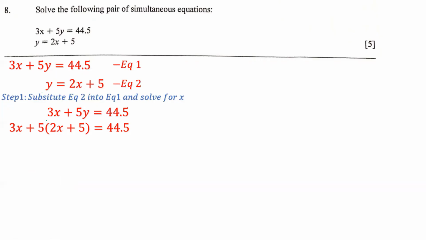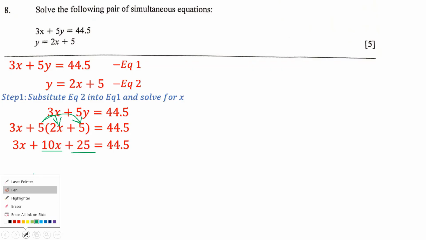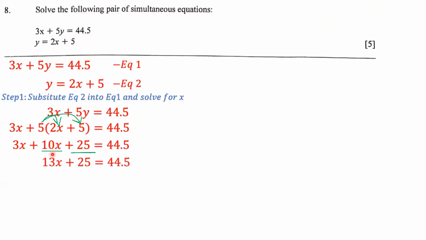So we have 5 times 2x, that's going to give us 10x. And then we have 5 times 5. That's going to give us 25. And that's what we have here. All right, and that's how we're going to do it. Okay, next we have 3x plus 10x, and 3x plus 10x is going to be 13x plus 25 is equal to 44.5.